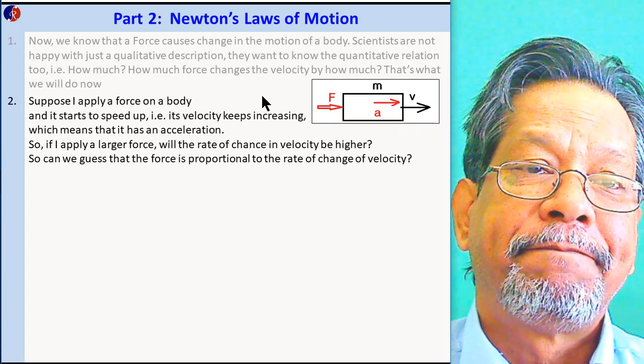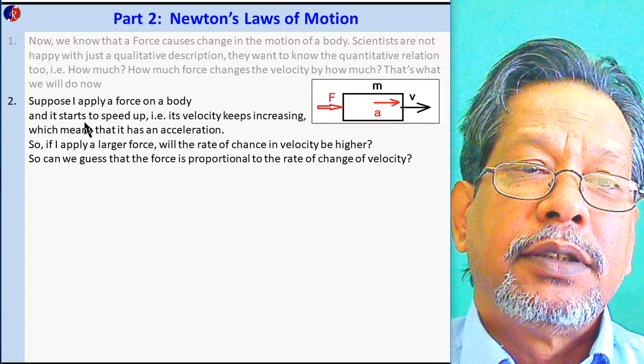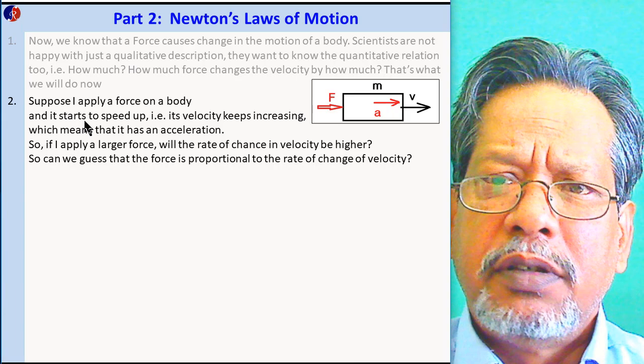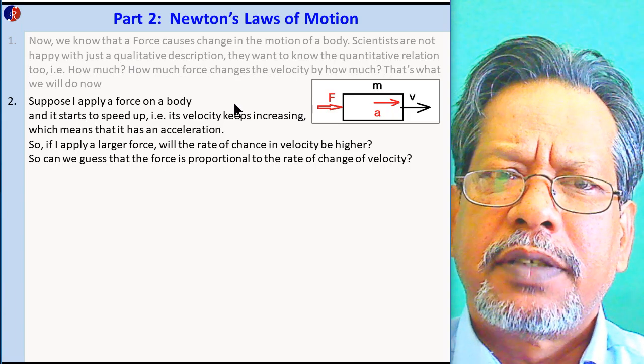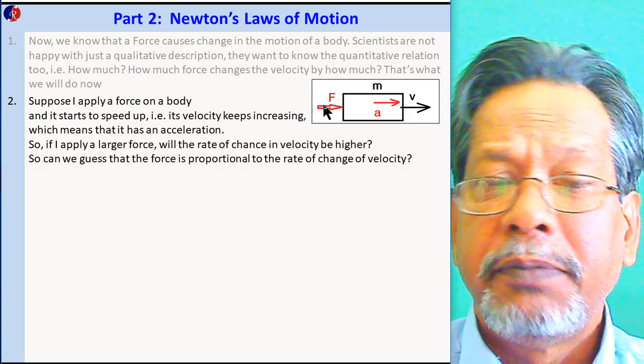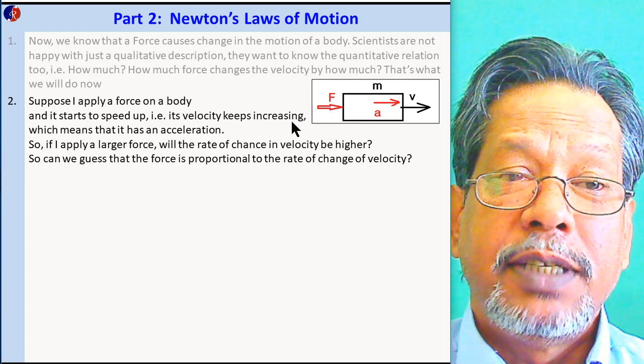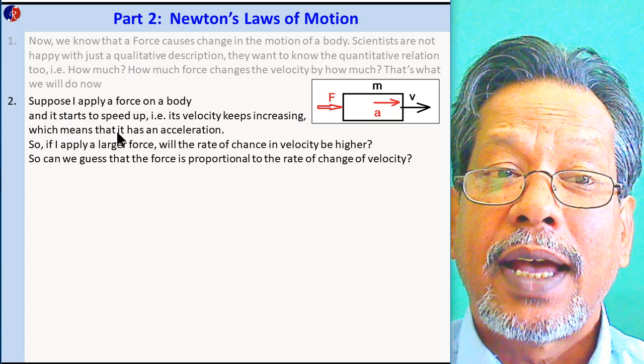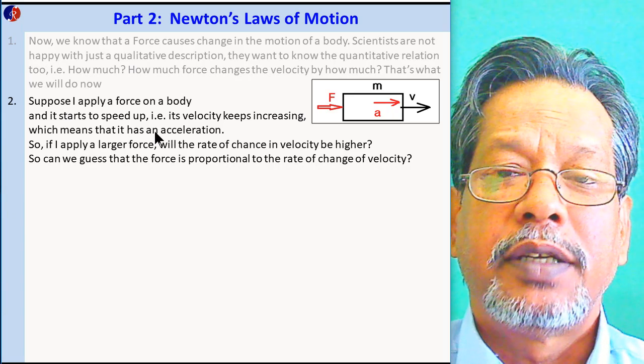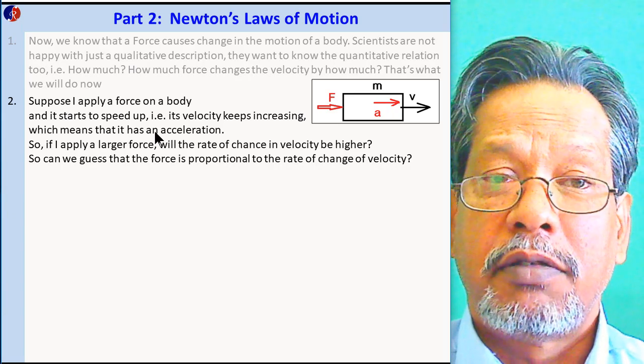Now, think about it. It starts to speed up from 0. It goes slightly faster, then faster, because I'm applying a force, right? This is daily experience we have. Velocity keeps increasing. That means it has an acceleration. Rate of change of velocity is acceleration.